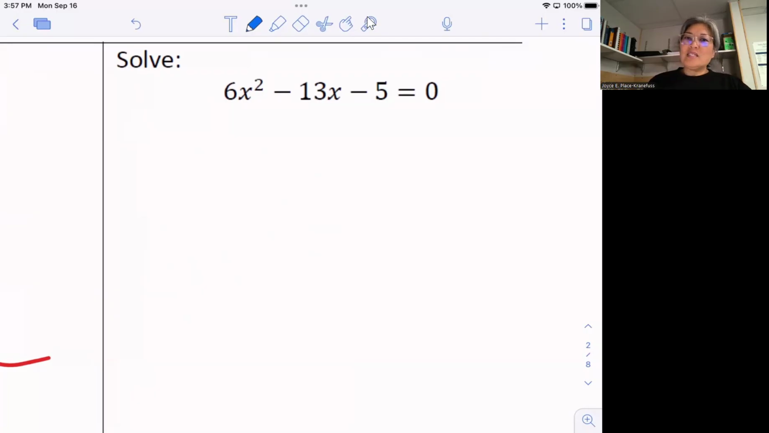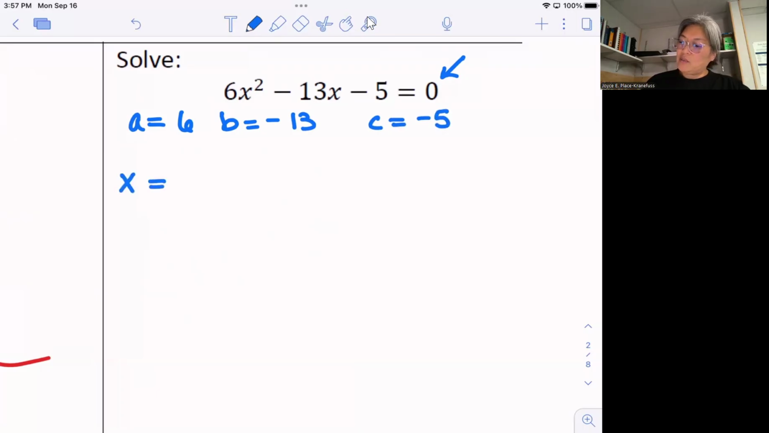So it is in standard form. It is equal to 0. Life is good. We identify our a value as 6, our b value as negative 13, and our c value as negative 5. If we substitute into our calculator or substitute into the formula, the opposite of b, the opposite of negative 13, is positive 13, plus or minus the square root.